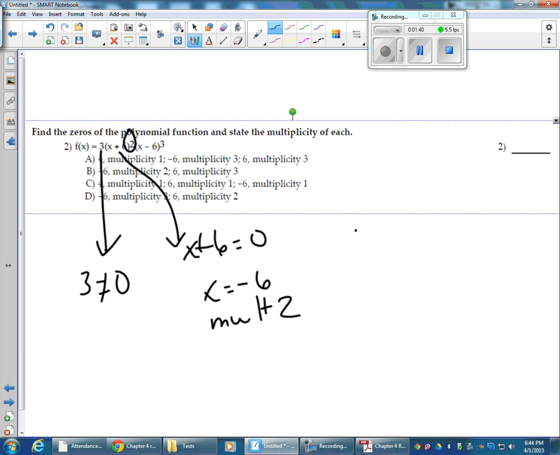And then I've got x minus 6 is a 0, and so I solve that, and I get x equals 6, and that has a multiplicity of 3. So my zeros are negative 6, multiplicity of 2, and positive 6, multiplicity of 3. My answer for number 2 is B.